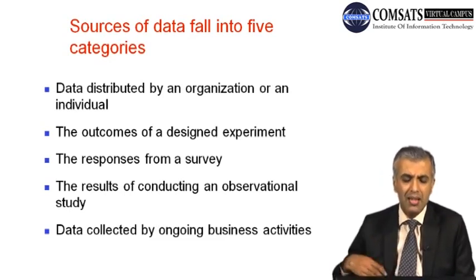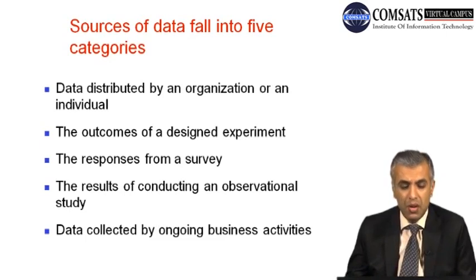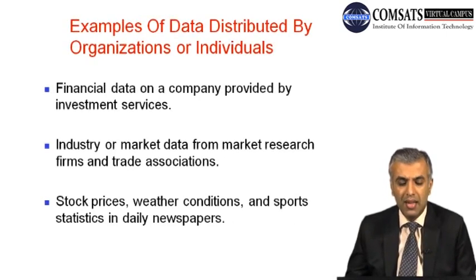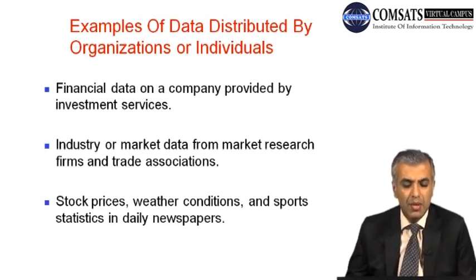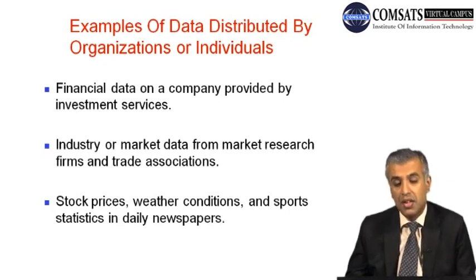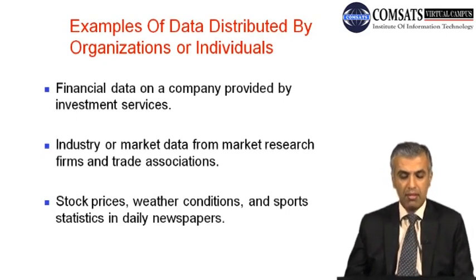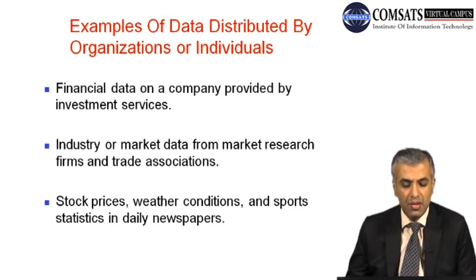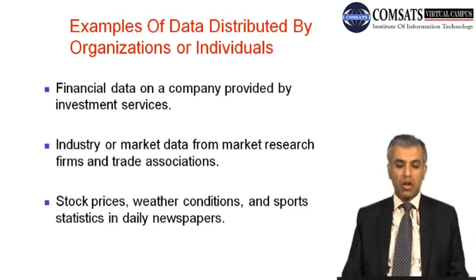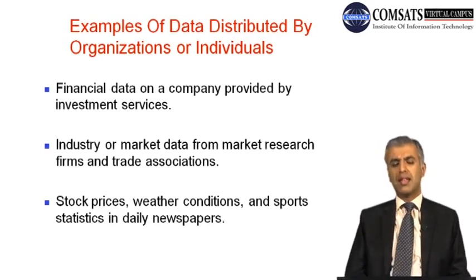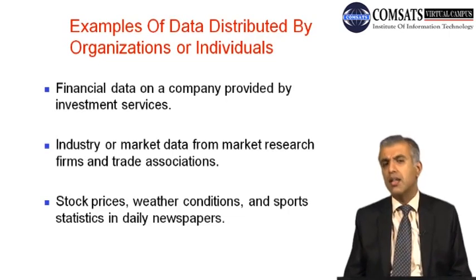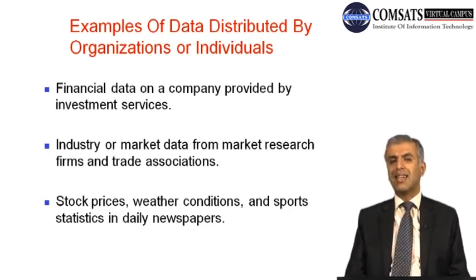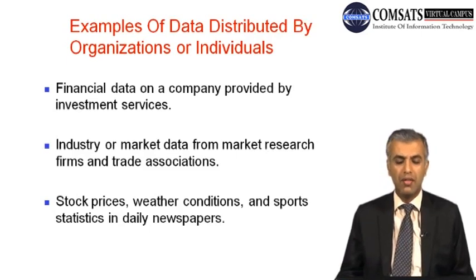So these business activities differ from organization to organization, and based on that, different forms of data are extracted from this. Then again, there are various examples in which the data is distributed by organizations. For example, financial data which is provided by a company, then industrial data from market research firms or trade associations. Then we have stock prices, different weather conditions, sports statistics in daily newspapers, and other sources from where we can get such kind of data, and this is the data which is disseminated by organizations or individuals.